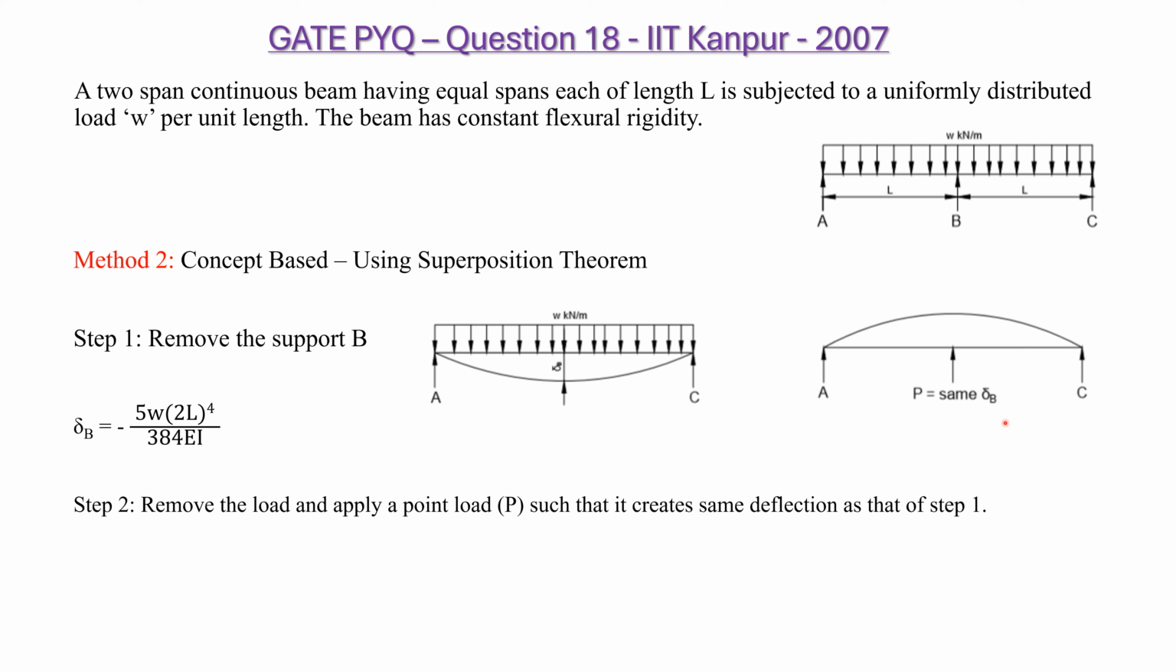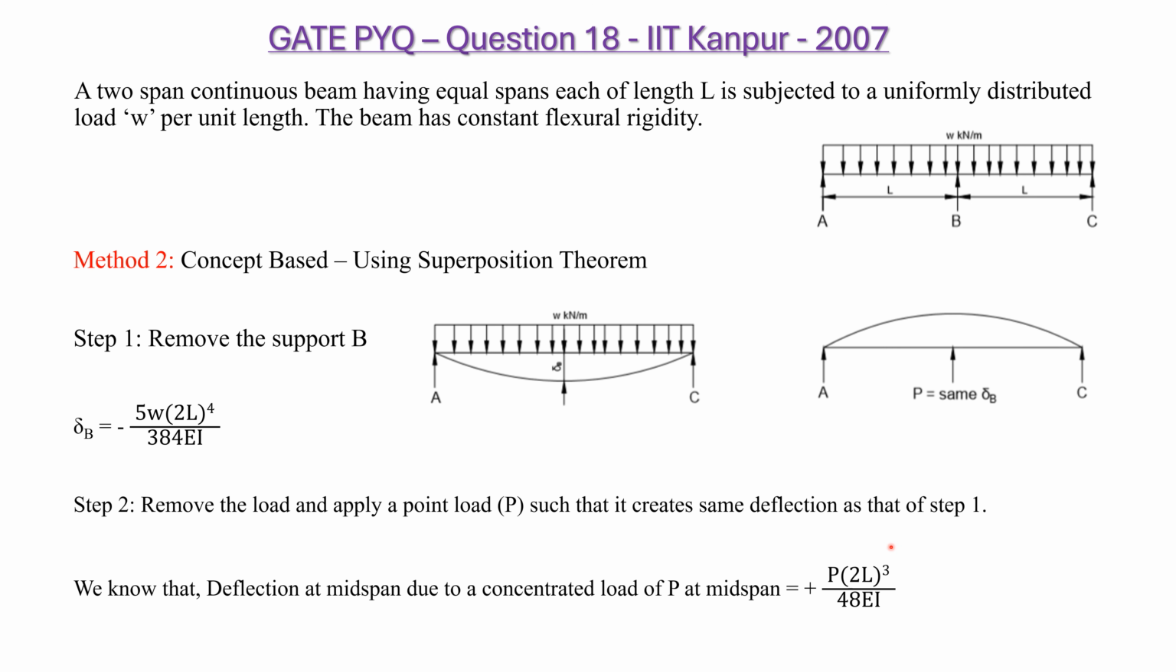Therefore, in order to have that P, we know that for a simply supported beam and point load acting at the midspan, deflection value is given as PL cubed by 48 EI. Again here, span is 2L. Therefore, replacing L by 2L, I'll get the deflection value as P (2L) to the power 3 by 48 EI.